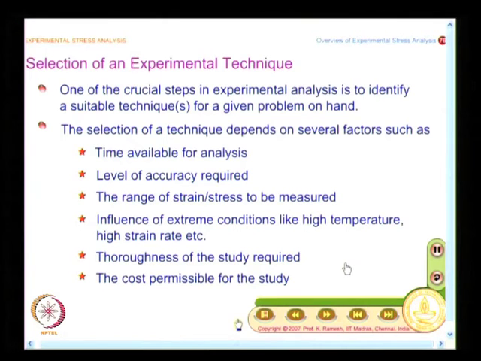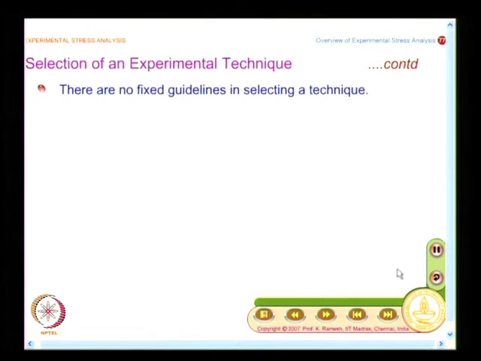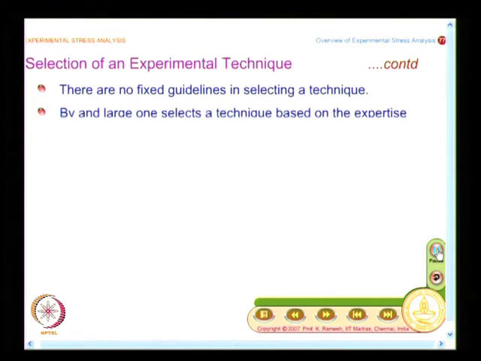So, all these factors are very important, and when you have looked at these factors, what way should we go about?